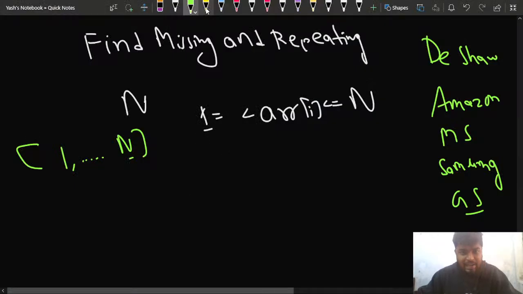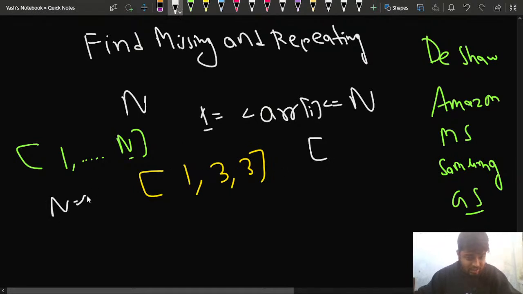If I give you an array like 1 3 3, here n is equal to 3 because there are 3 elements. Since n is 3, the elements should be present between 1 to 3. When you observe, you will see that 1 is occurring, so that's perfectly fine. Then 3 is occurring 2 times, so that's also fine.